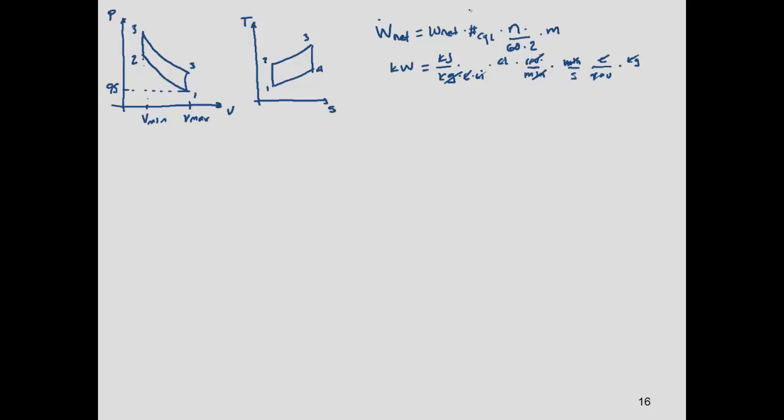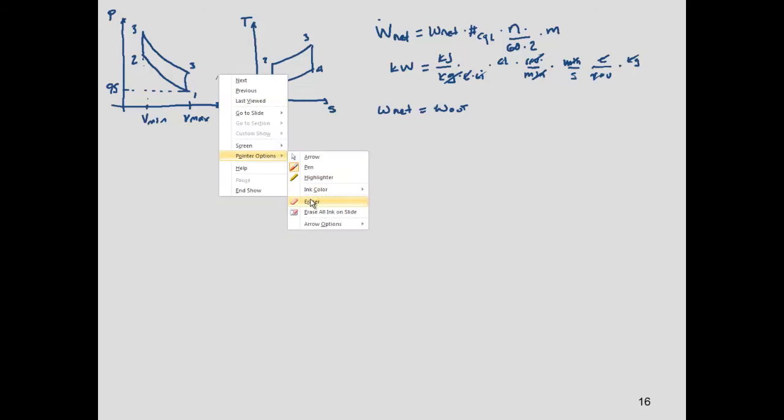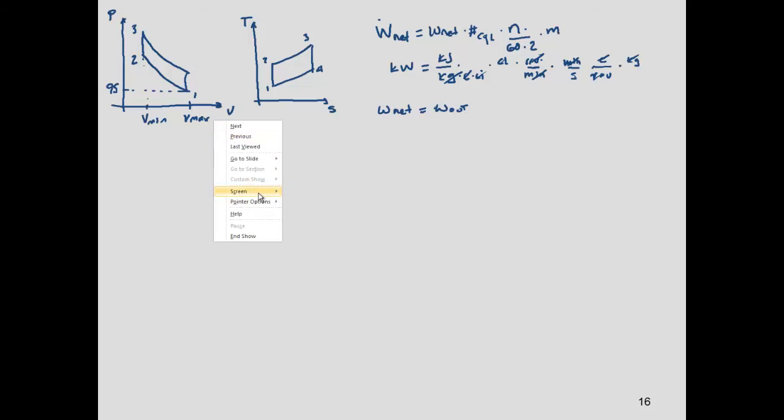Okay, so we need to find out W net. We know that W net, the net work, is work out, which we have from 3 to 4. Sorry, we have a mistake here. Just as in class, I can make some mistakes, so if you find any, let me know and I'll fix it. Minus work in, which is the compression stroke 1 to 2.